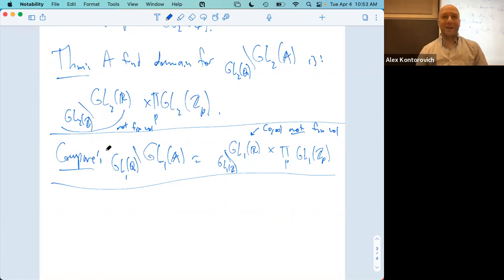Either way you want to think about it, you can either have GL2Q just act in the first part, which is what I've written here, or GL2Q can also act on all of these, and either one is a fundamental domain, because GL2Q acting on these doesn't change the fact that you're in GL2ZP. So what I've written is actually the infinite embedding of this quotient across all of these. But you could just as well have said GL2R cross a product of GL2ZPs and have this act diagonally on everybody and have that be a fundamental domain. You need the right parentheses.